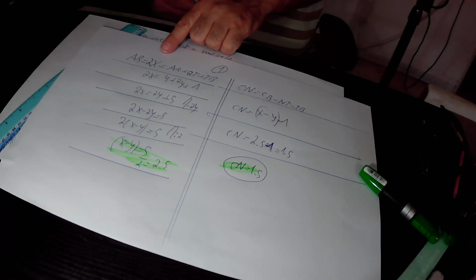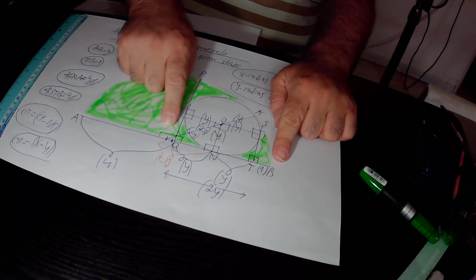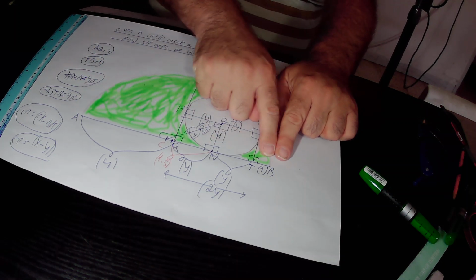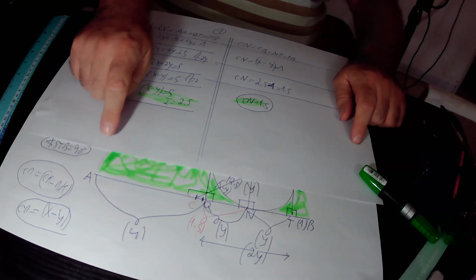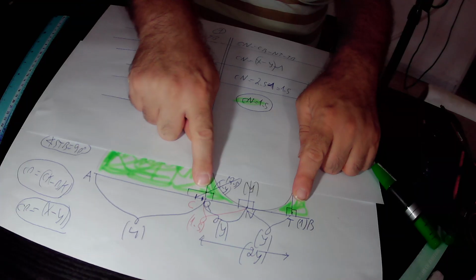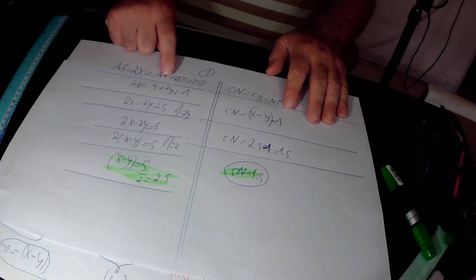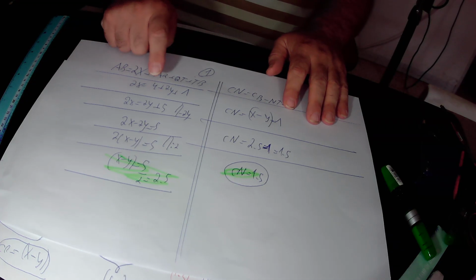So the diameter AB of the semicircle, from one side it is equal to 2x. But from the other side, AB also equals AQ plus QT plus TB. AQ is 4, QT is 2y, and TB is 1. So in total, 2x equals 4 plus 1, which is 5, plus 2y, or 2x equals 2y plus 5.